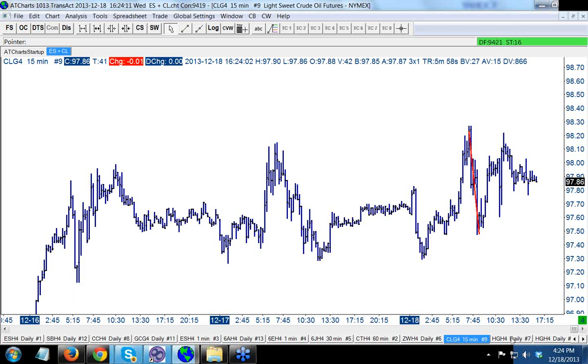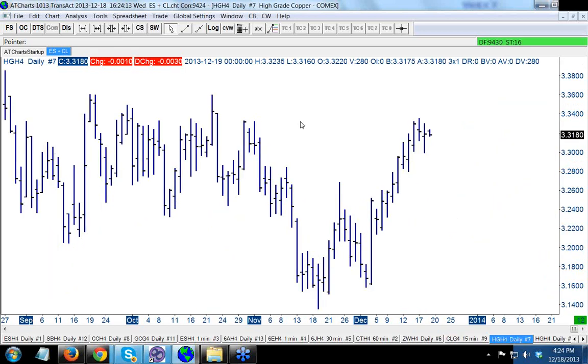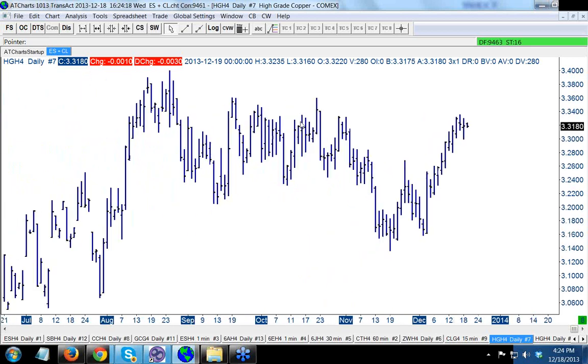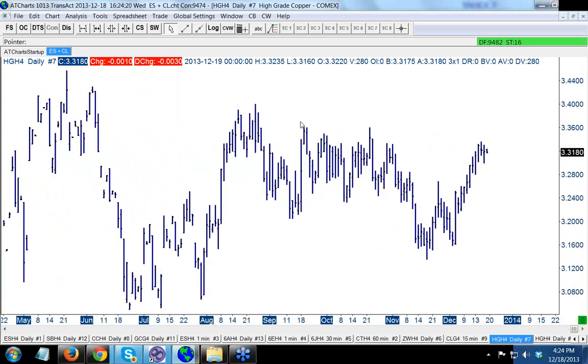Okay, let's take a look at high-grade copper. This is high-grade copper. What can you say about copper? I can say it's been choppy and sideways-ish. With this type of situation, I'm not going to hold on for a long-term trade. This is not like the wheat chart, where it's obviously a one-way ride going south.